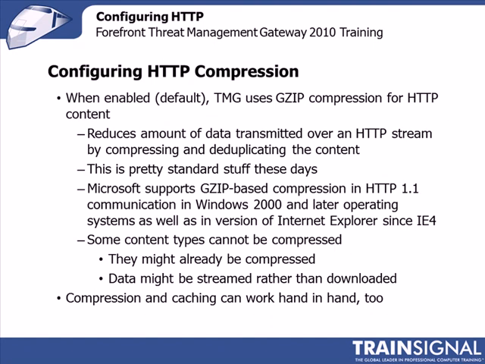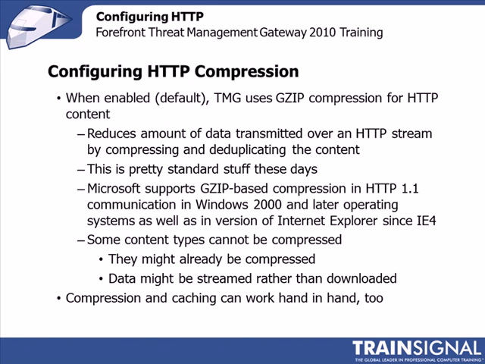Some content types, however, can't be compressed. In other cases, data might be streamed rather than downloaded, and those kinds of content are not compressed. So, what kind of content can't be compressed? Well, a zip file. A zip file is already compressed. Trying to compress it again is only going to add overhead and actually make the process more inefficient than anything else. And again, some data is going to be streamed rather than downloaded, and that may not be compressed either.